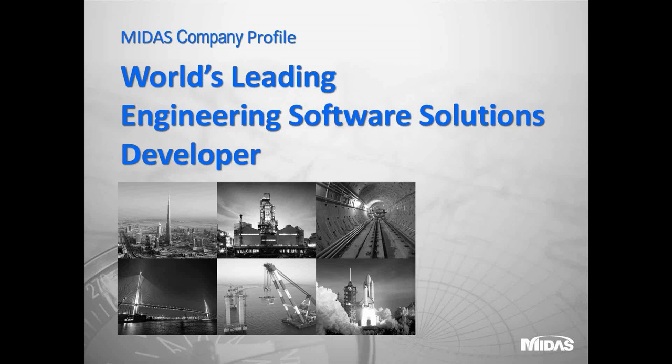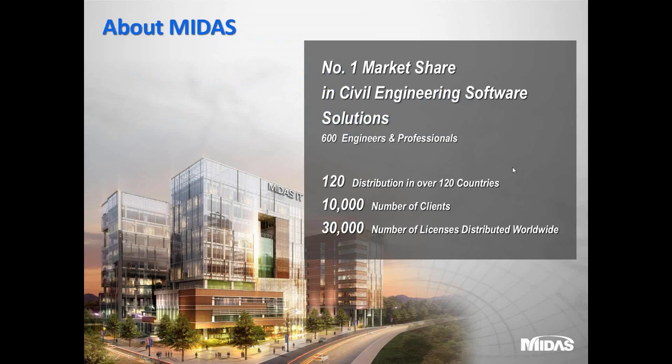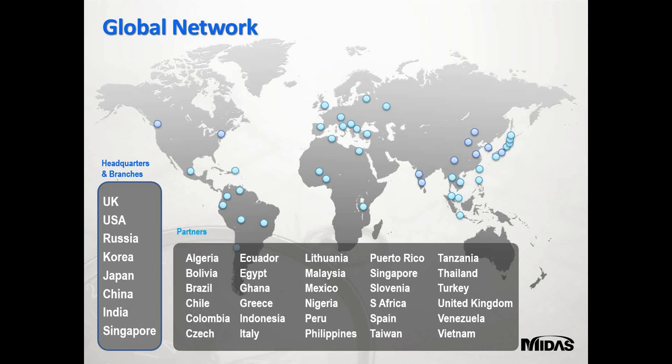We have the largest numbers of engineers, developers, and a team that will help us develop our products all around the world. We're distributing our software in more than 120 countries. We have more than 10,000 clients and a total number of distributed licenses of more than 30,000 around the world. We hold the number one market share, and this makes us the largest developer in the world.